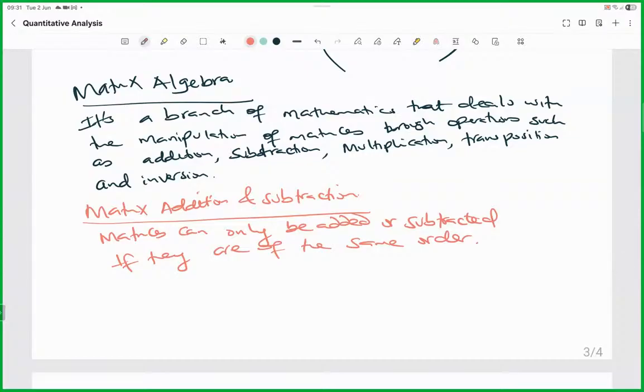And how do we do this addition? Same order matrices. So if A is 3, 8, negative 1, 5, and B is 2, negative 3, negative 8. If you're told here to add them, so A plus B, how will this A plus B look?